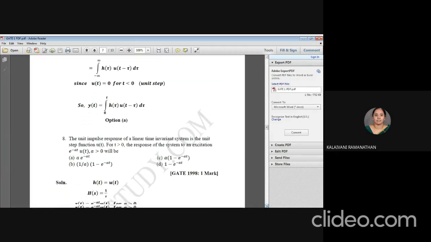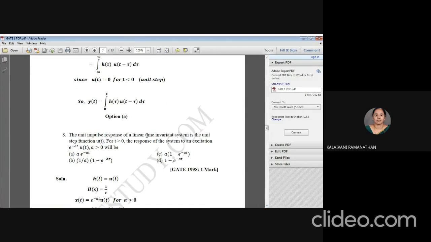And then the next question: the unit impulse response of a linear time invariant system is the unit step function u of t. For t greater than 0, the response of the system to an excitation e power minus at u of t, a greater than 0, will be... So here also you have to note down the response of the system. Response means it is y of t. So you again write the expression y of t equivalent to x of t star h of t. And here your x of t is u of t. So you have to substitute in the given equations.